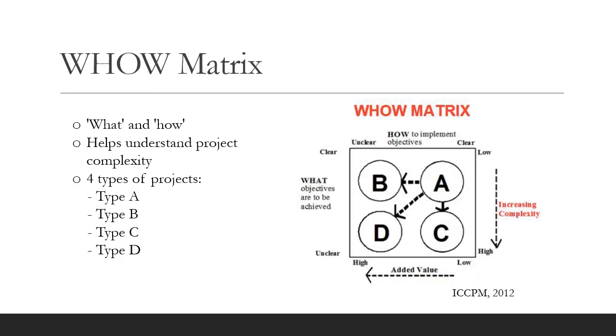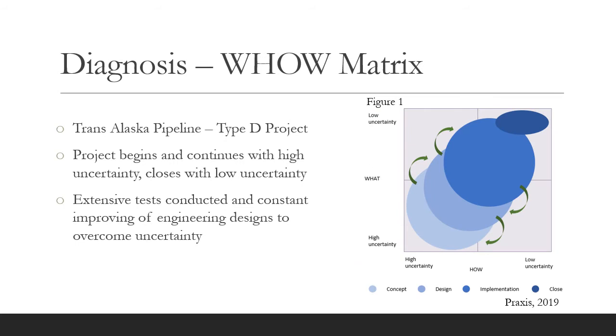The W-Howe matrix is a complexity diagnostic tool, which is a 2x2 matrix that combines what and how to help us understand project complexity. There are 4 types of projects, A, B, C, and D, which are used to help identify project complexity and the effects it has on the project lifecycle. Using the W-Howe matrix, the Trans-Alaska Pipeline project is identified as a complex project as there were many elements to the project that showed uncertainty.